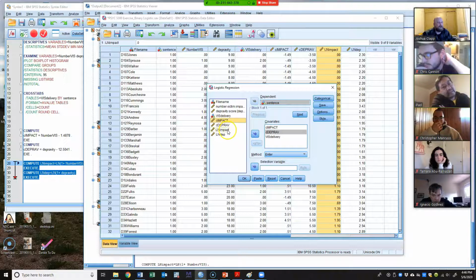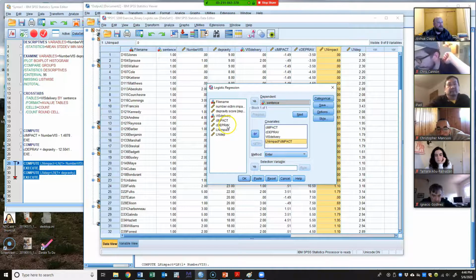Control, right? Or Control. There we go. So if I hit impact and the natural log of impact, and I get both of those, and I hit this A times B, it creates that interaction for me, right? And then if I hit depravity and the natural log of depravity, move that in, and now I've got my interactions there. Okay. So here I'm going to kick out delivery here. So I've got impact, depravity, and then these interactions. And these interactions are what's going to tell me whether or not I have weird nonlinearities in my data.